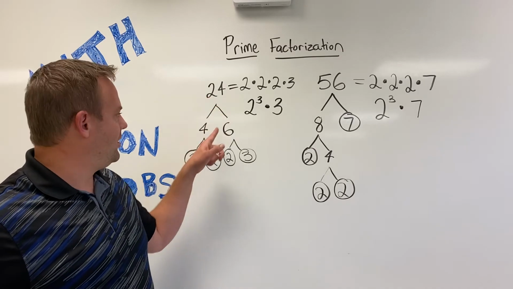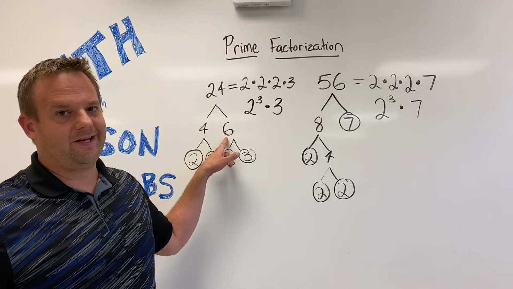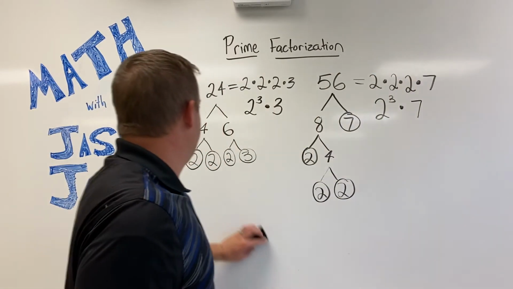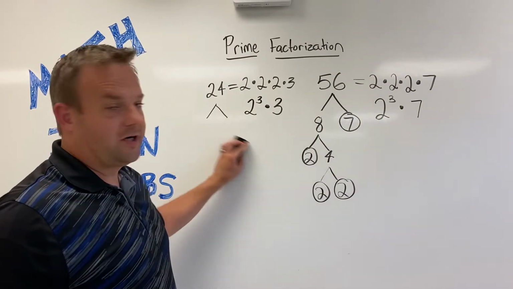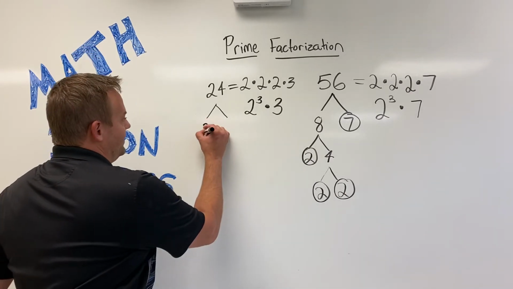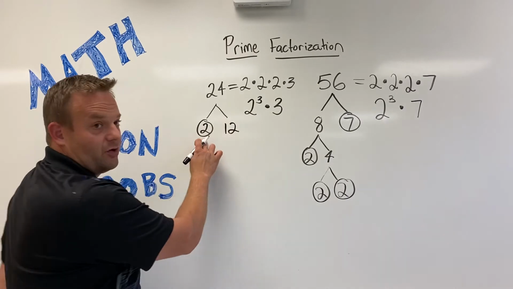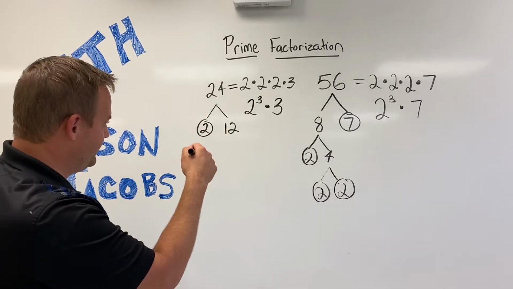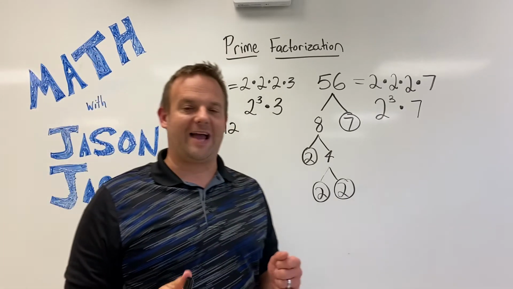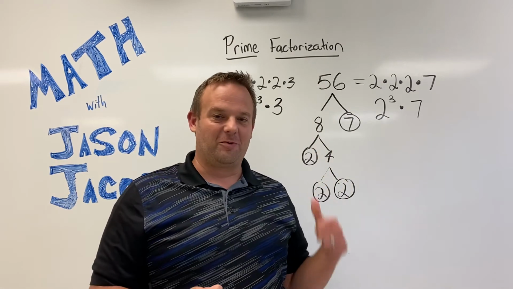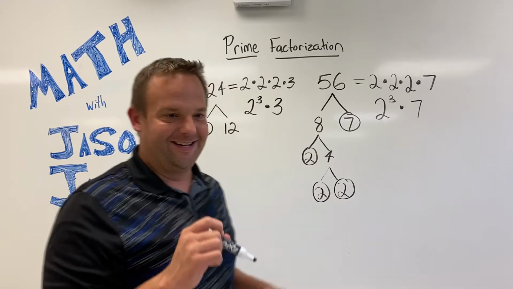Now, I wish I would have said this earlier, but you might be thinking, wait, when you were doing 24, you did 4 and 6, but what if you did 12 and 2? Would it still work? Well, let's see. What do you guys think? Let's say you did 2 times 12. Well, 2's prime, that's why I circle it. I'm just in the habit. As soon as I see it, I circle it, like those whack-a-mole games, when it comes up, you hit it.